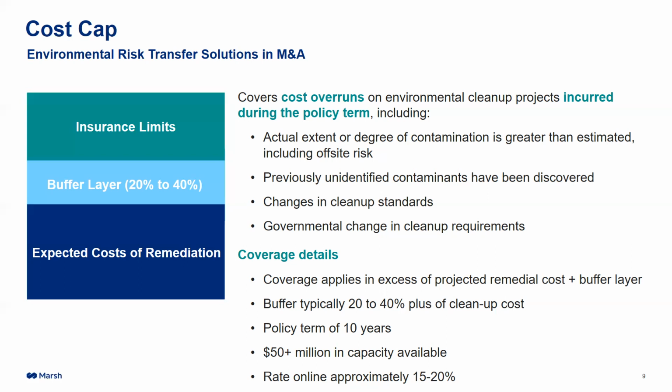The rate online, it's more expensive than PLL. Looks a lot more like what Kim talked about with asbestos. Rates online are going to be about 15 to 20%. So every million of insurance is going to run about $150,000 to $200,000. But if you do look at the claims that have occurred in the past, when those rates online were paid, this is actually a really good product relative to your return on investment. So that's cost cap. Let's look at the next solution for what we can do around knowns.